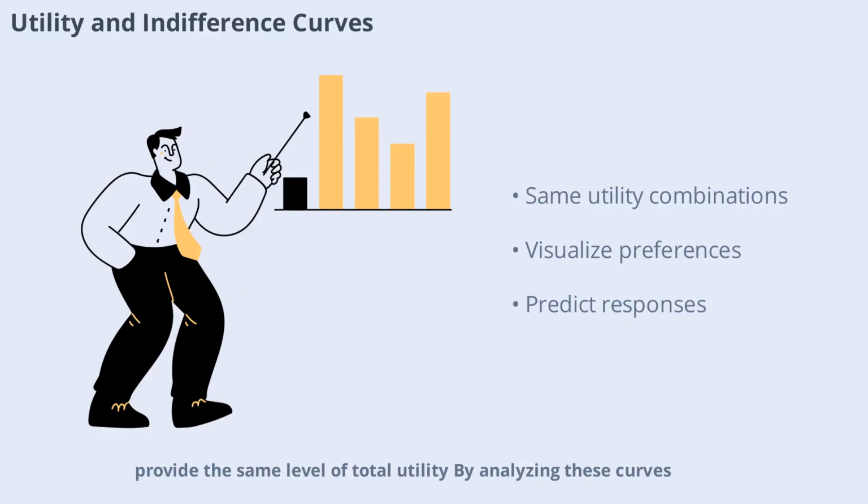Indifference curves show combinations of goods that provide the same level of total utility. By analyzing these curves, economists can predict how people will respond to changes in prices or income. Indifference curves are a visual tool for understanding consumer preferences and choices.